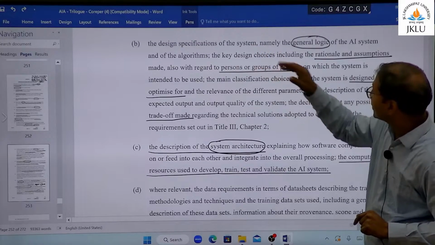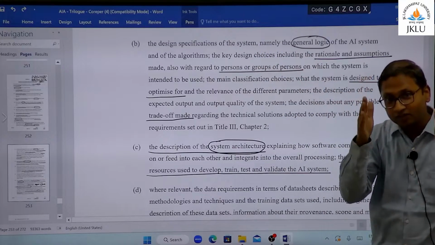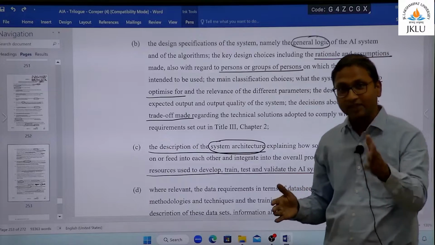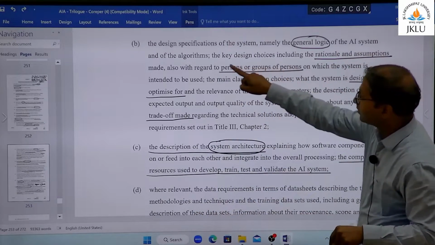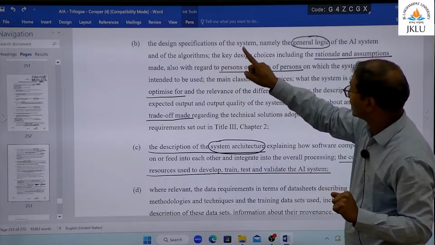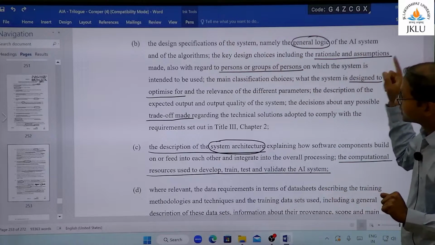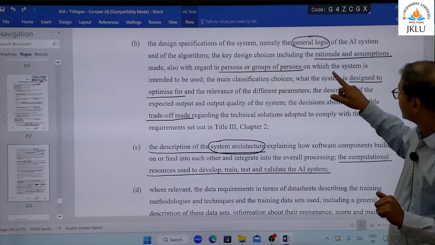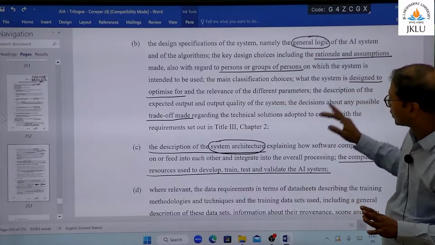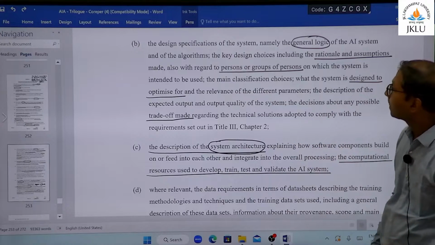The design specifications of the system, namely the general logic. Okay, so you have to tell them why did you program it this way, of the AI system and of the algorithms. The key design choices, including rationale and assumptions made, also with regard to person or group of persons on which the system is intended to be used. Okay.